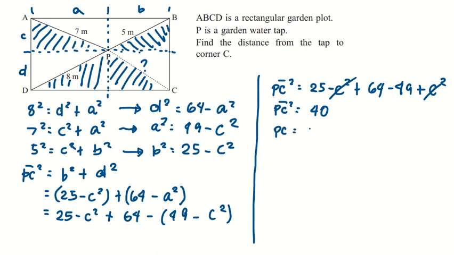Get the square root of both sides, so PC is the square root of 40, or what's that? Let me go get my calculator. That's 6.32 meters. So that's our final answer.